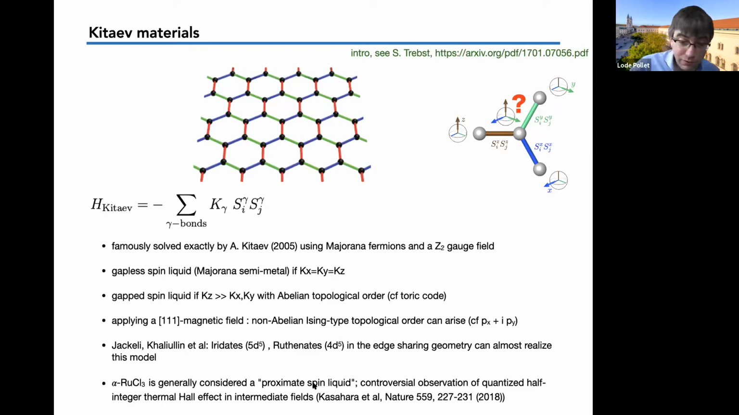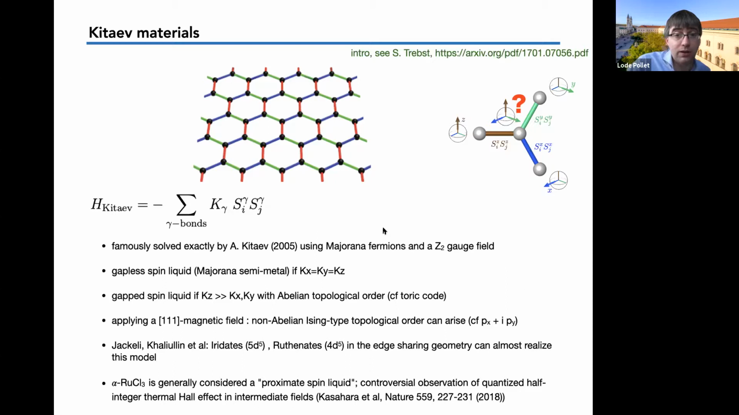And there was a lot of enthusiasm in the field around 2018 and still going on, based on a, let's say, controversial observation of a quantized half-integer thermal Hall effect at intermediate fields, which would essentially prove all of the above.